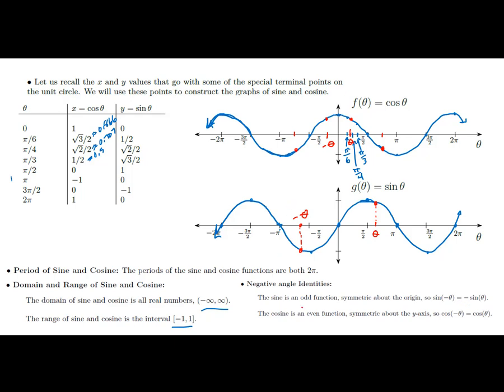And then the last thing I want to point out here is that both of these functions repeat themselves after 2 pi. So we call this the period of the function. Functions that repeat themselves, we say they have a period that is equal to however long it takes in terms of the x-axis for it to repeat itself. And you can see both of these start repeating themselves after 2 pi.